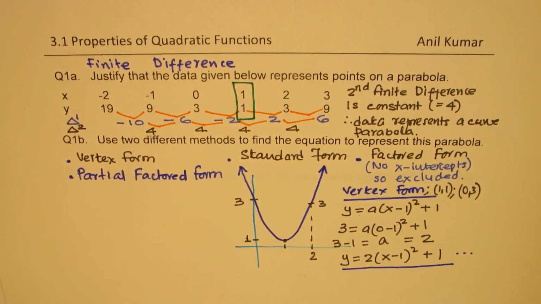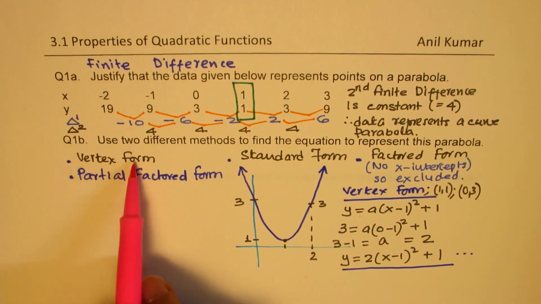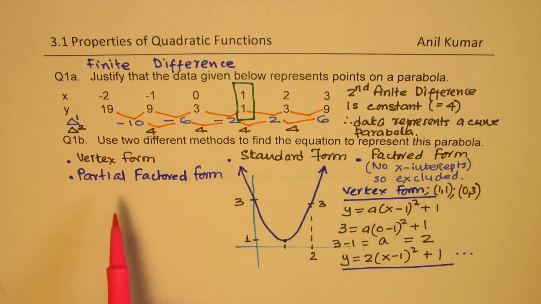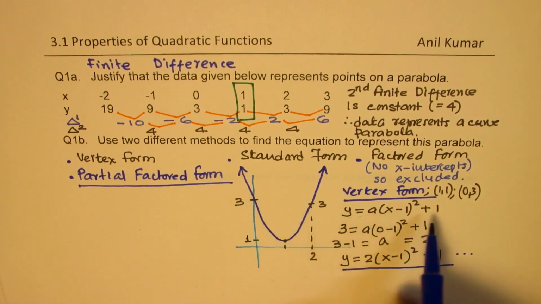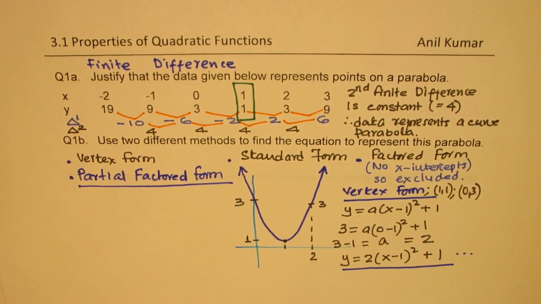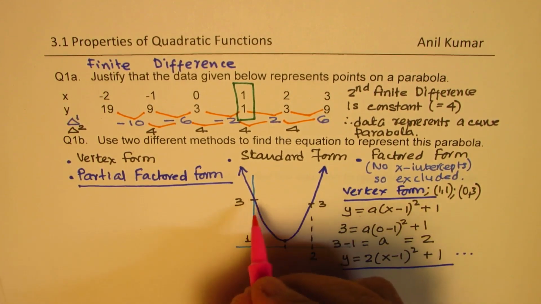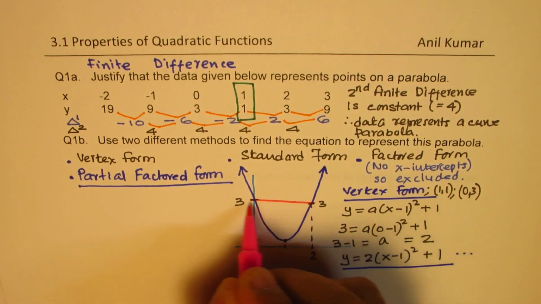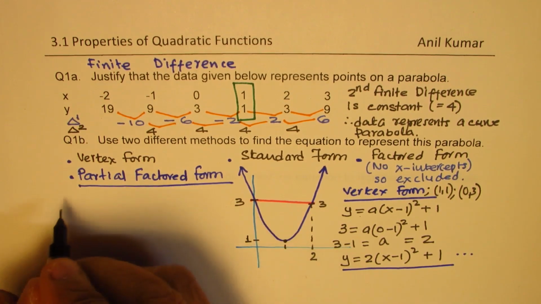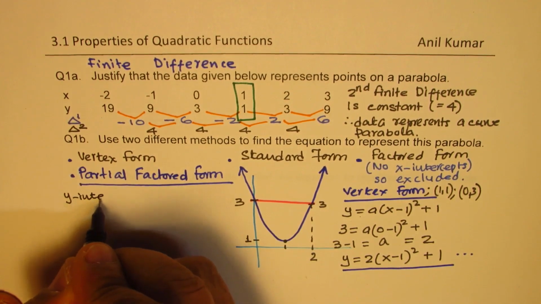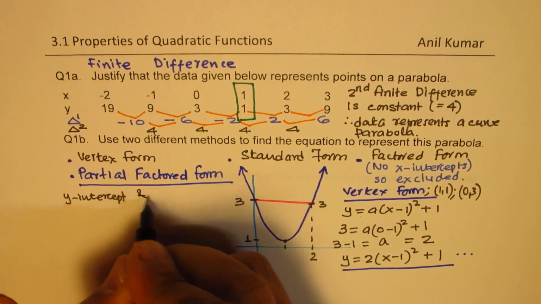Okay. Now, I will get into details of the vertex form on the next page, and standard form on the next page. But here, I'll take the opportunity to also write the partial factored form. I have already given you this equation. Now, in partial factored form, the concept is that we see that these 2 points are image points. So what we are given here is a y-intercept and its image.